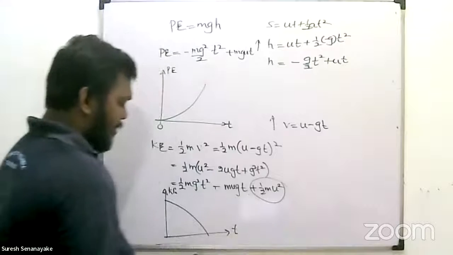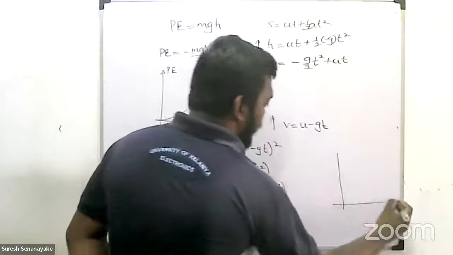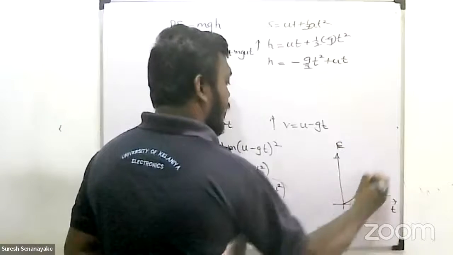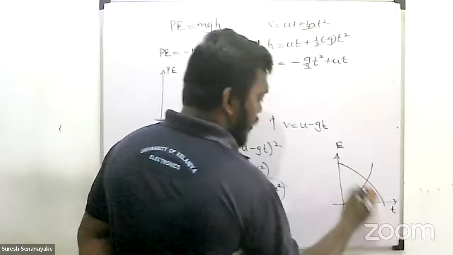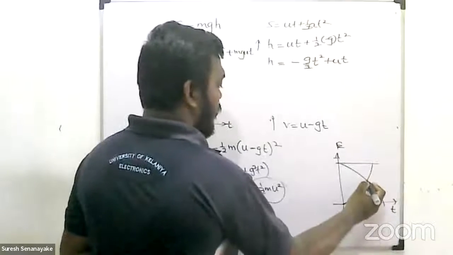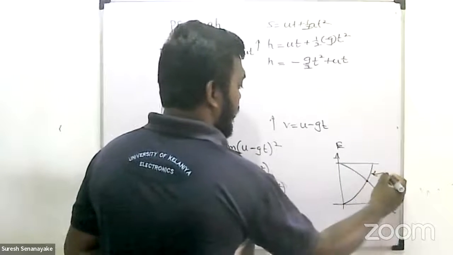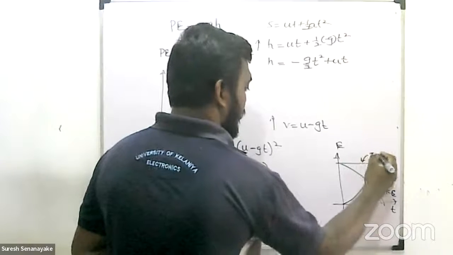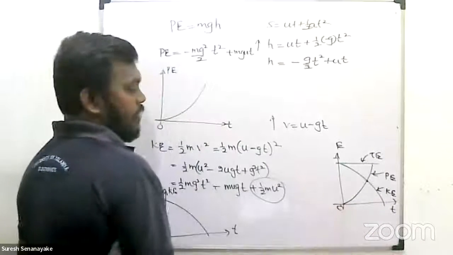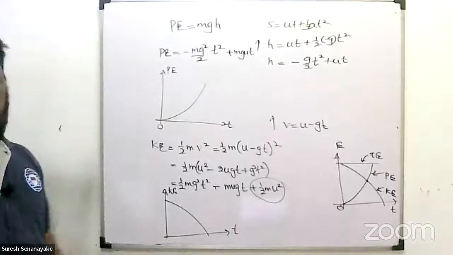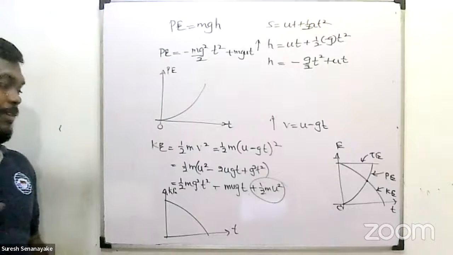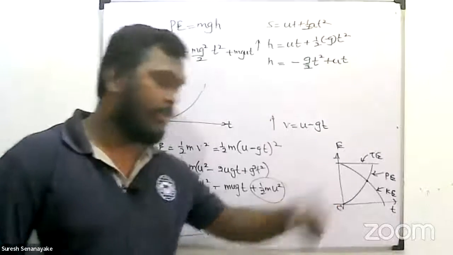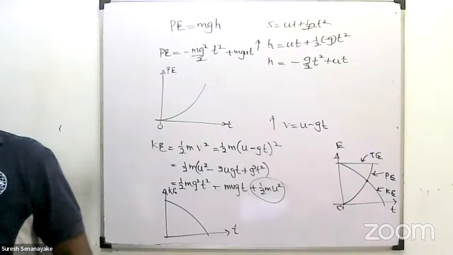The total energies remain constant. So if you draw the graph the same way, the potential energy increases, kinetic energy decreases, and total energy remains the same. It's a curve now. This is for potential energy, this is for kinetic energy, and this is for total energy. So this is the way you draw the graph. Previously we drew it with the height, now I'm drawing it with the time, how the energy changes.